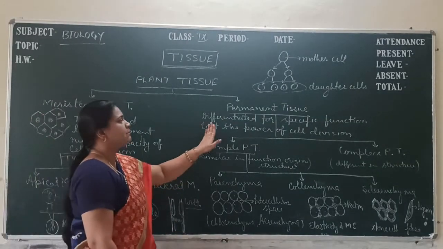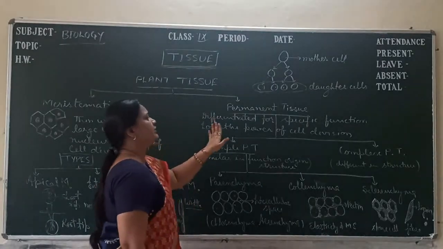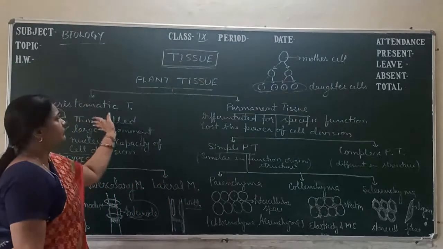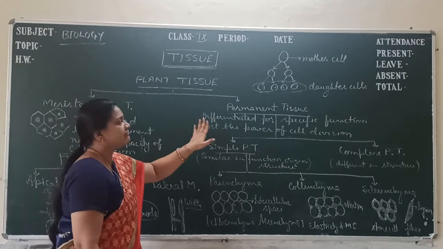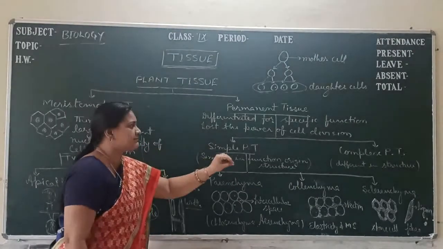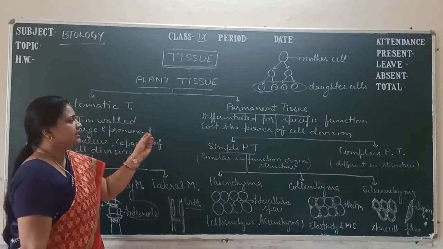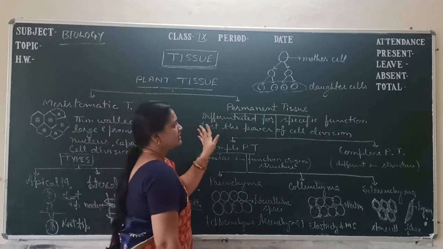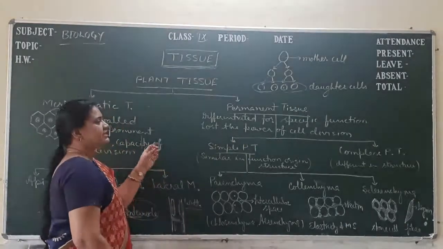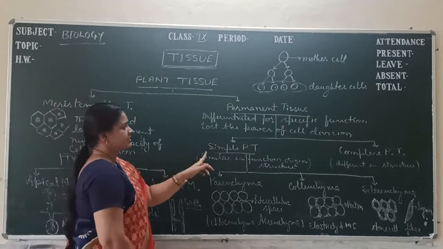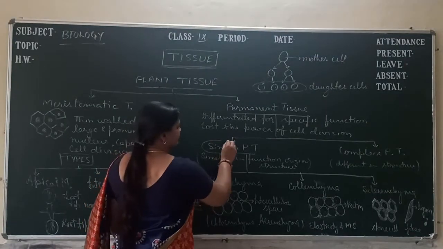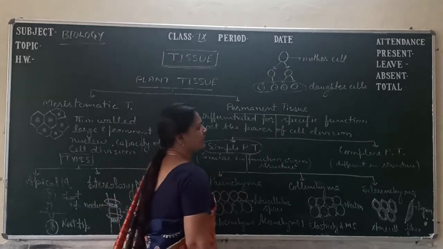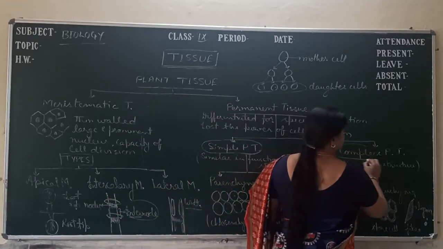Now we come to the permanent tissues. Permanent tissues are modified meristematic tissues. They are differentiated for a specific function and they lost the capacity of cell division. So they can't divide and they can't increase in number. There are 2 types of permanent tissues: simple permanent tissue and complex permanent tissue.